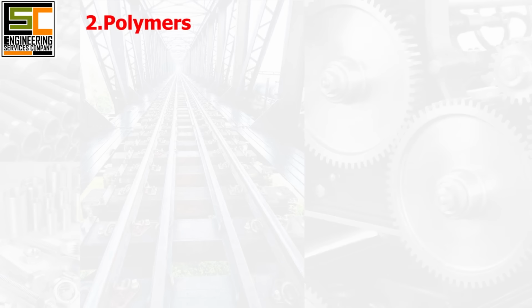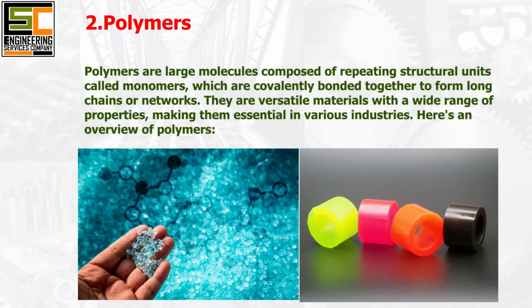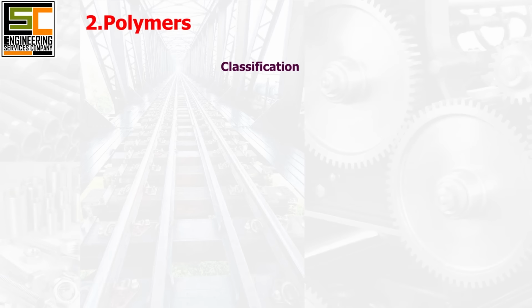2. Polymers. Polymers are large molecules composed of repeating structural units called monomers, which are covalently bonded together to form long chains or networks. They are versatile materials with a wide range of properties, making them essential in various industries. Here's an overview of polymers. Classification. Polymers can be classified into several categories based on their structure, properties, and synthesis methods.